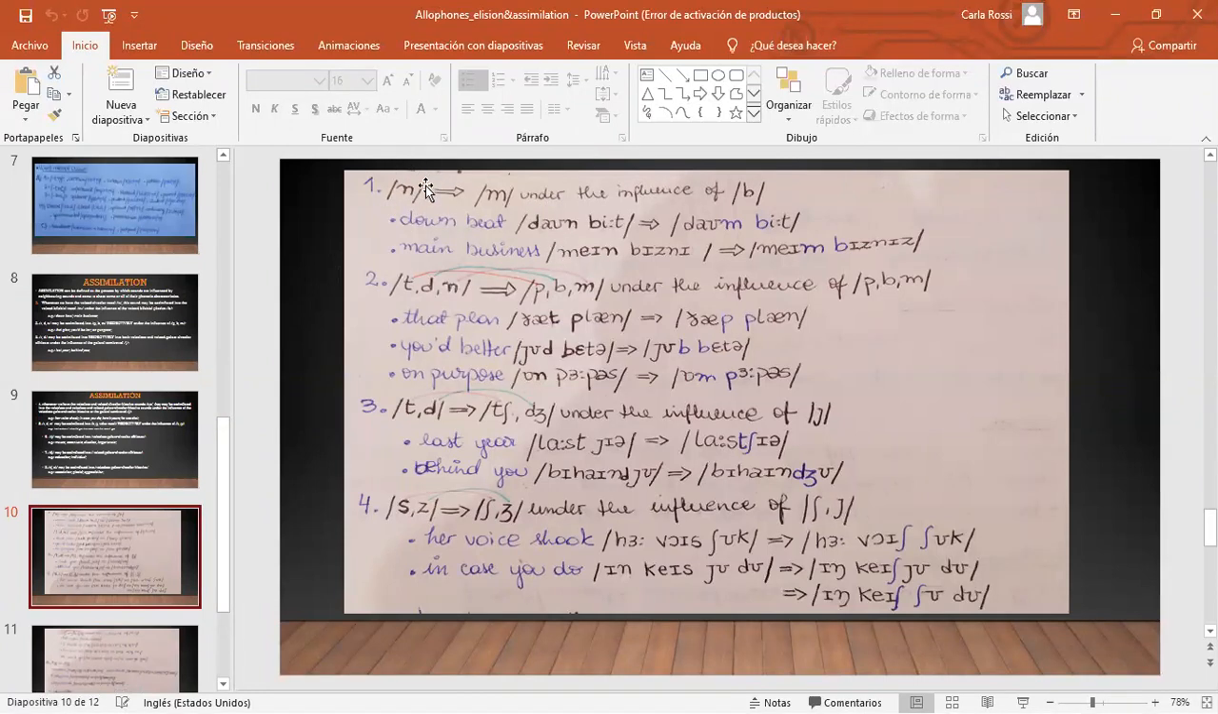Alveolar nasal, this arrow means is assimilated into the bilabial nasal under the influence of the bilabial plosive. In this case, it's because of the place of articulation. Again, the purpose of assimilating as well as with elision is to foster easier communication and foster fluency. I couldn't come up with a word.